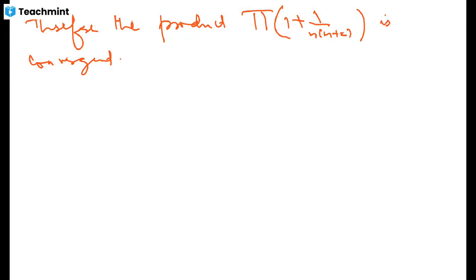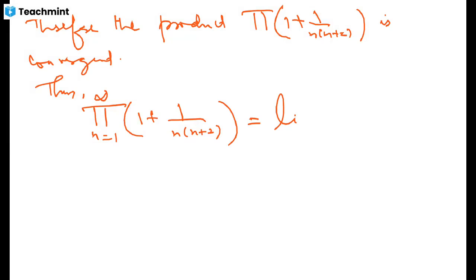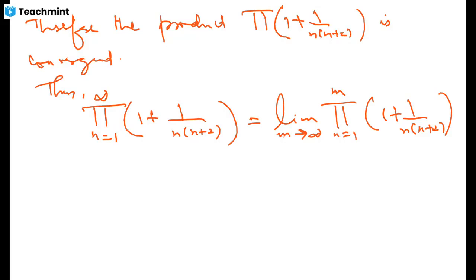So what is the value of this infinite product, n equals 1 to infinity of 1 plus 1 upon n into n plus 2? We know that its value is the limit as m tends to infinity of the product n equals 1 to m of 1 plus 1 upon n into n plus 2. This is the value. So now these are partial products, so let's calculate the partial product. Okay, now we need its limit, so let me denote this partial product by pm.